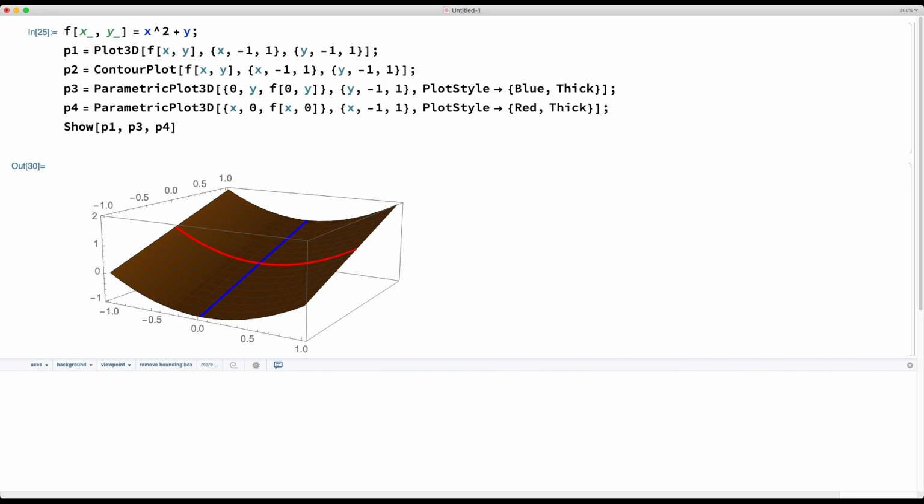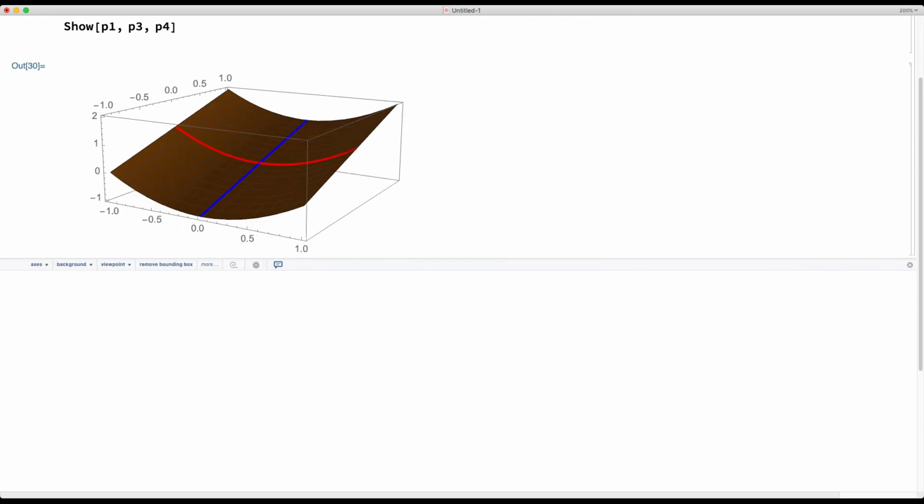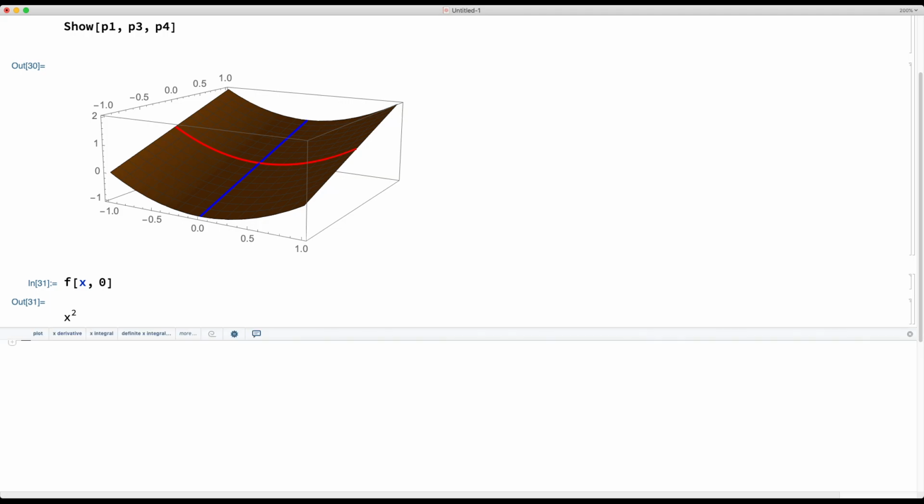What's the derivative of it with respect to x? 2x. Okay, does that make sense? All right, now let's think about why that makes sense. Well, first off, if I look at the function f of x comma 0, it's x squared. Well, what's the derivative of that with respect to x? Last time I checked, it'd be 2x, right?